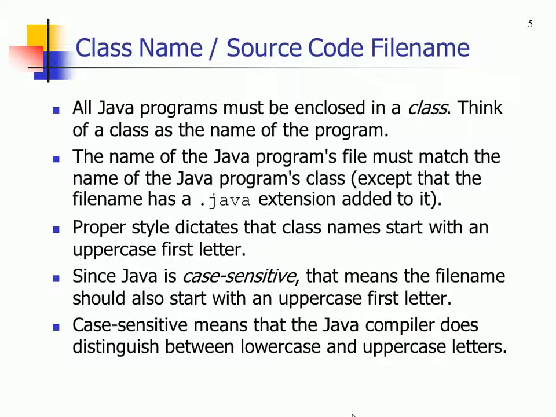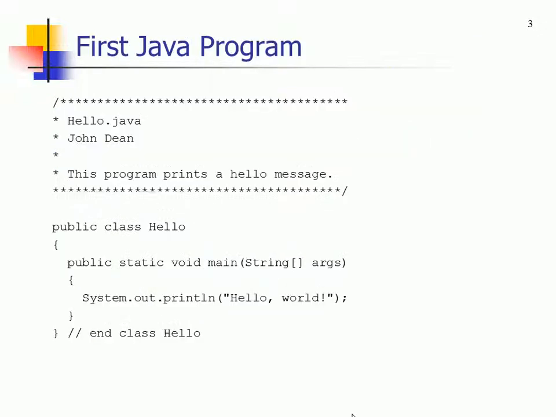Now, it says all Java programs must be enclosed in a class. Think of a class as the name of your program, which it is. Over here, the name of our program is hello.java. The class name is hello. They must match letter for letter, except for the .java. So we have the hello here, matches this hello here. We just skip the .java. Okay? If you change this to hello Ken, you would put hello Ken down here. No spaces or nothing. Okay?